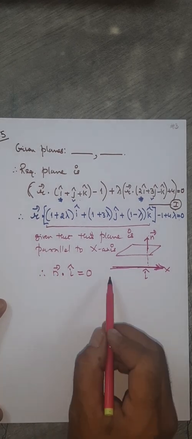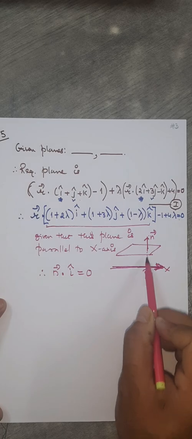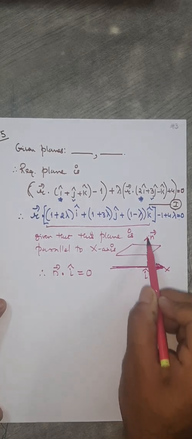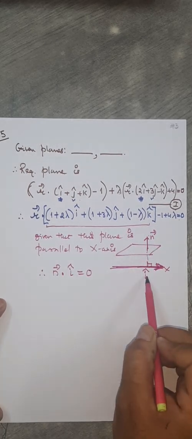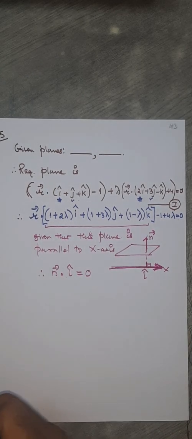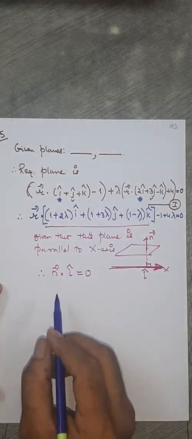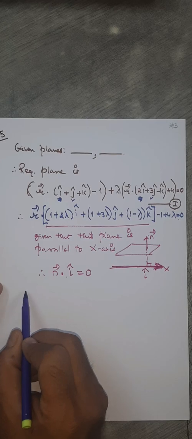Clear? This is the only important concept here. This is the direction of the x-axis, you can see. This is the direction of the normal. So obviously, normal and the direction of the x-axis are perpendicular, so the dot product must be 0. Now we use this concept, so we'll get the lambda and then we place it here or over here. That's not important, whichever place you put it.